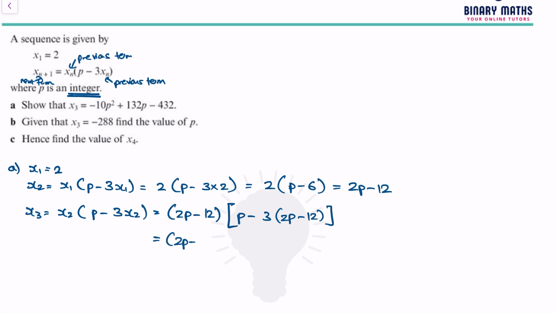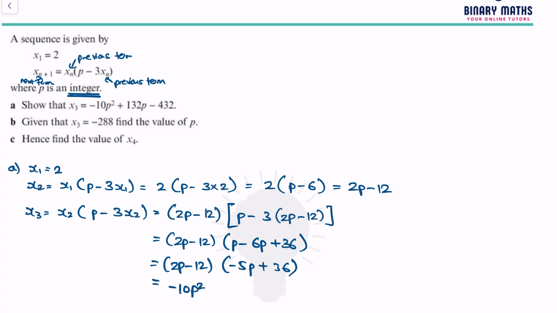So the first bracket, leave it as it is. Second bracket becomes p minus 6p plus 36. First bracket stays as it is. Second bracket becomes minus 5p plus 36. If you expand it, you get negative 10p squared. You get 72p plus 60p, which is 132p. And minus 12 times positive 36 is minus 432, which is what we wanted to show anyway.